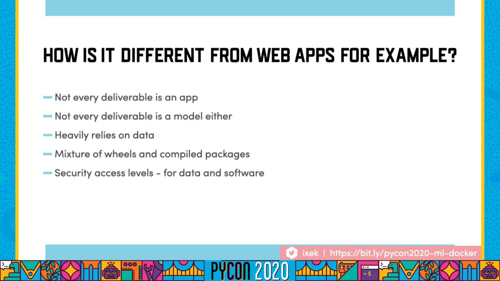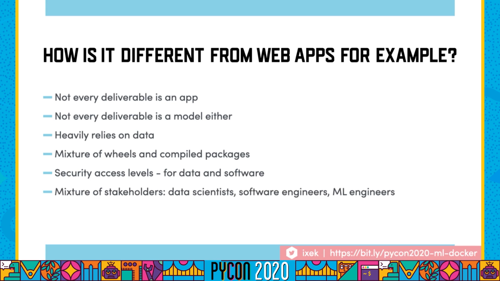When you're working with sensitive data, we also need to make sure that we have the right security access levels for both data and software. And we're also going to have a mixture of stakeholders: data scientists, software engineers, machine learning engineers. If you're working on creating an app that uses machine learning in the backend, you're also going to need someone taking care of the front end and mobile development. So this increases the complexity of your projects. And each of these stakeholders have different requirements and different needs.